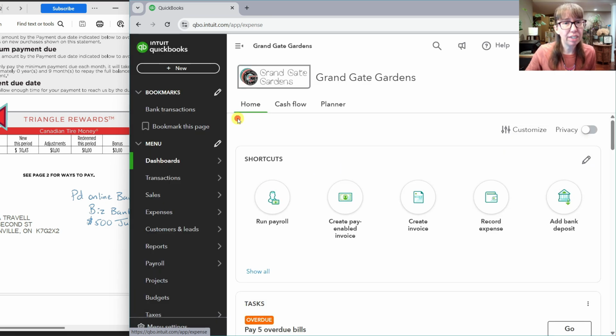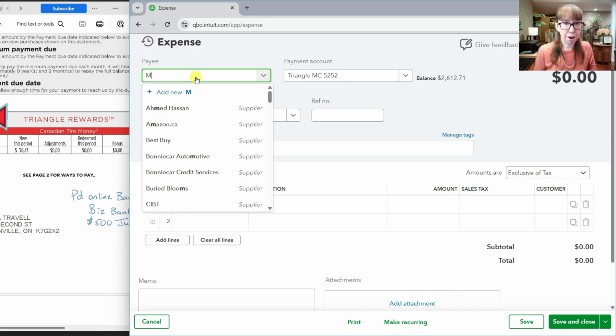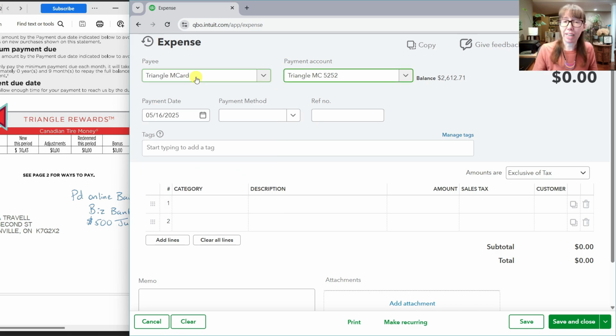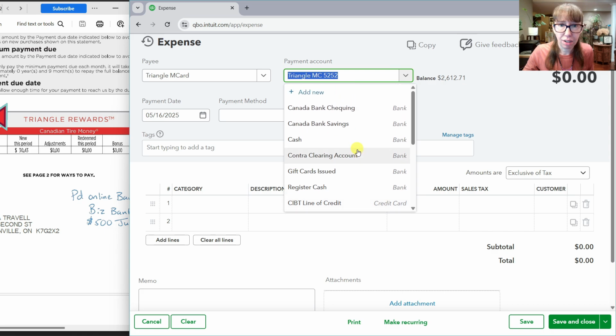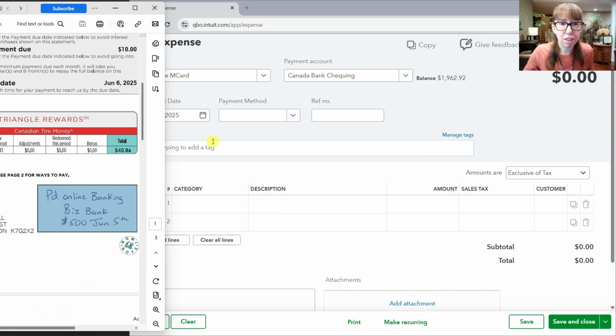I'm going to go ahead and put in an expense entry because I like to show the versatility of the expense entry screen. So the payee is MCard, Triangle MCard, and the payment account. We're not paying out of the Triangle account. We're paying out of the business bank, which is Canada Bank checking. We're doing that on June 5th.